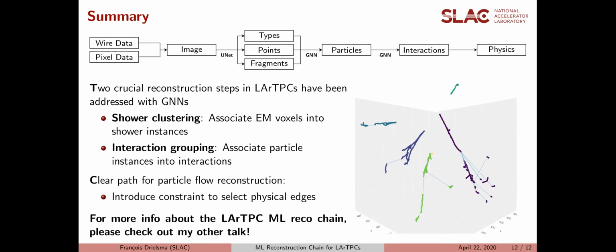Currently, we are letting the network figure out which edges it likes to turn on for itself. But of course, we could also enforce that the network predicts physical edges. So if there's an actual photon connecting 2 fragments of a shower, we want the network to turn these edges on specifically. And if you want more information about the full chain that I've just schematically represented at the top of this image, please check out my other talk. Thank you.